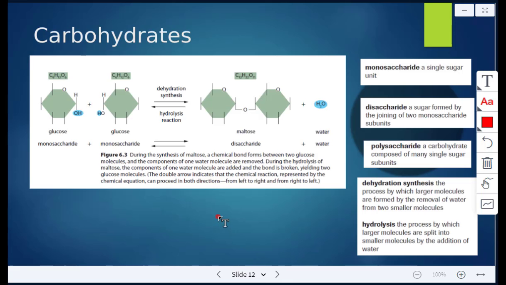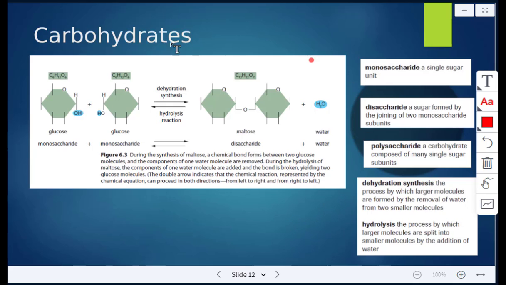All right, so again, mono meaning one, so it's a single sugar unit. Disaccharide is a sugar formed by joining 2 monosaccharide subunits together. A polysaccharide is a carbohydrate composed of many single sugar subunits.